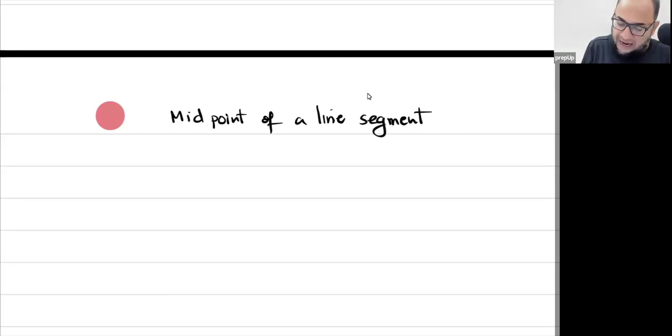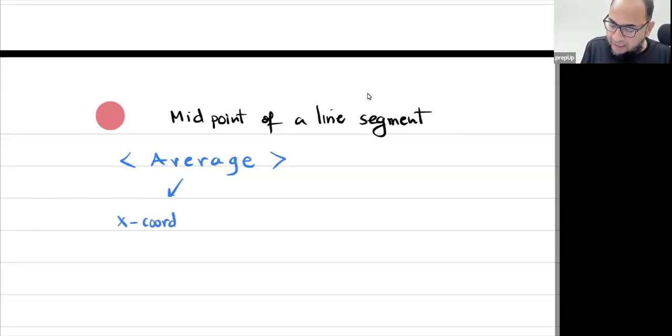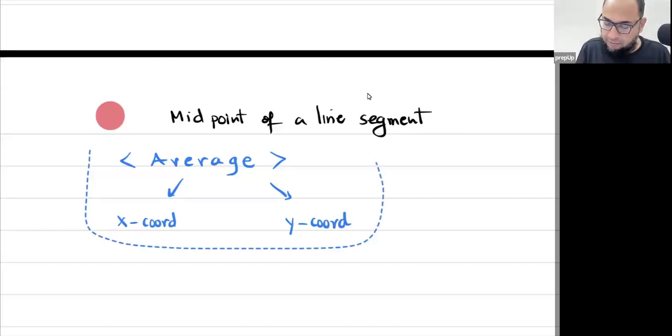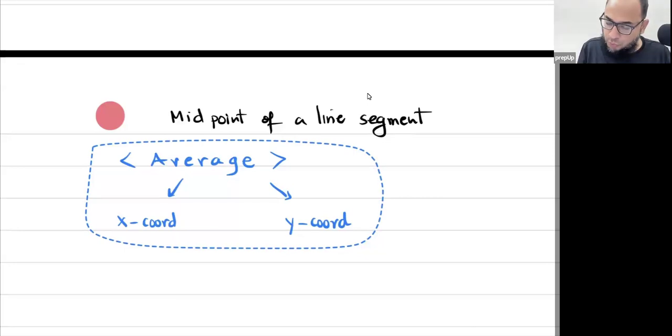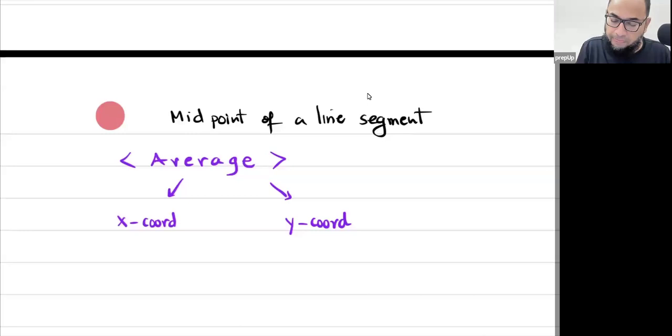Let's use the word average, so it's very easy to remember. It is the average of the x coordinates. It is the average of the y coordinates. And let me change the color. So color, purple. Okay. Now over here, let me just double check my charging.